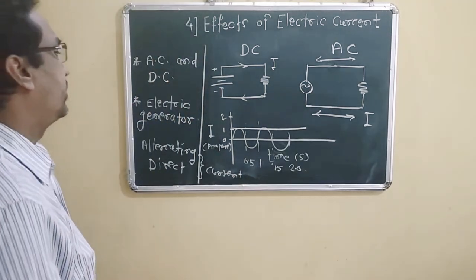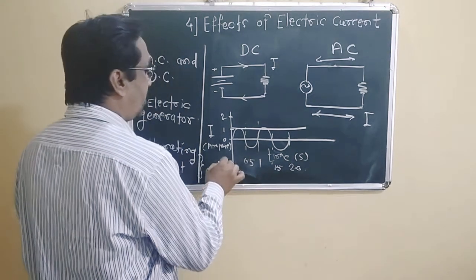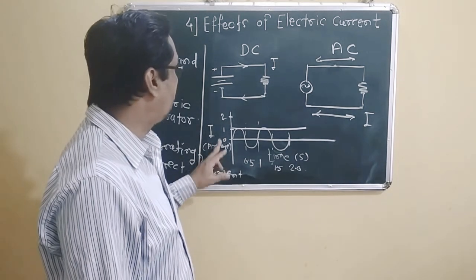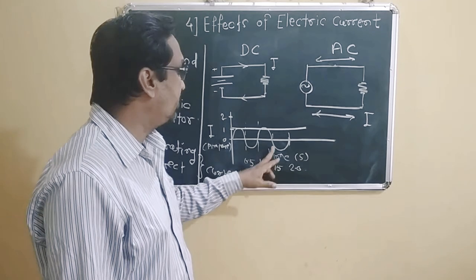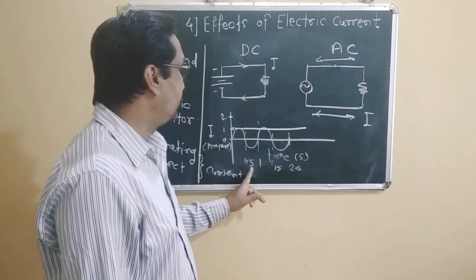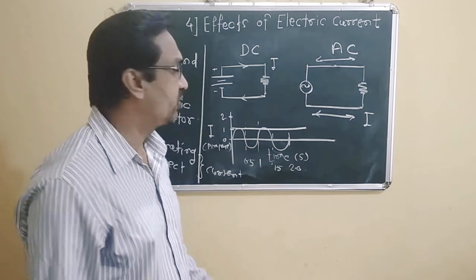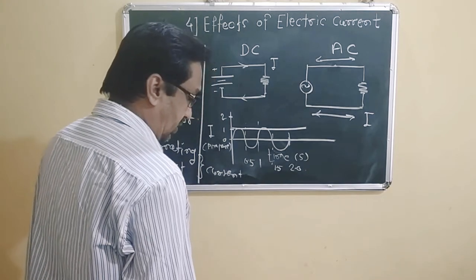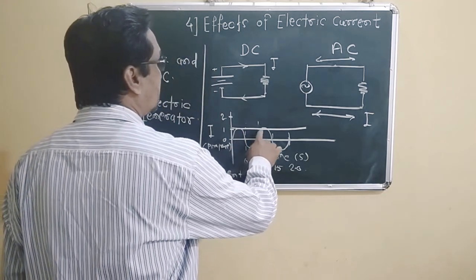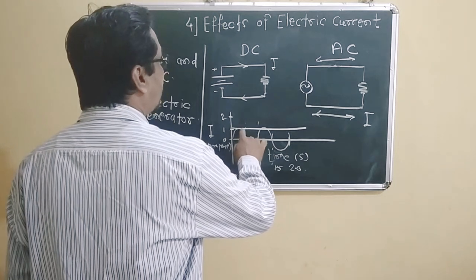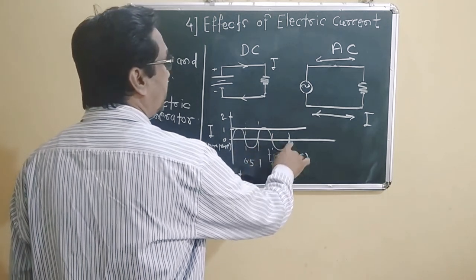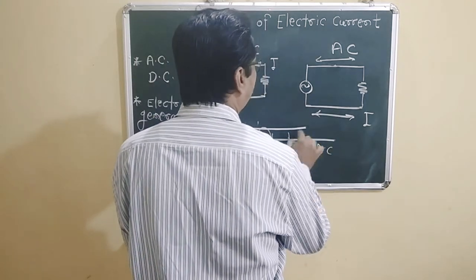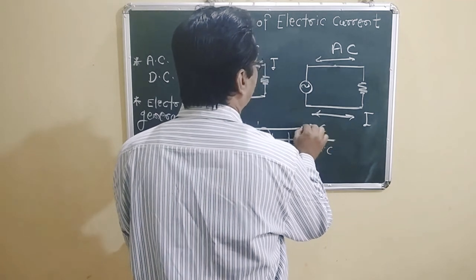Okay, so here is a graph of current versus time, with current on the y-axis and time on the x-axis: 0.5 second, 1 second, 1.5 second and 2 second. According to this, the sinusoidal waves are oscillating. These are the oscillations: positive peak, negative peak, positive peak and negative peak. This is alternating current and this is direct current.